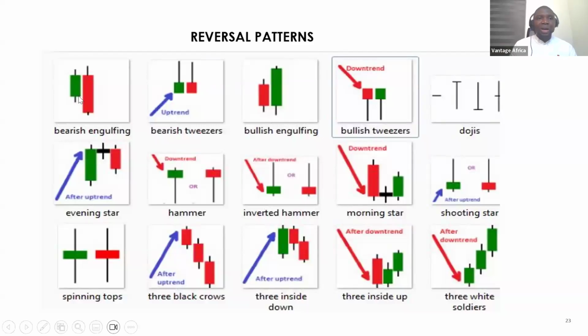Now let's look at this. So you have a bearish engulfing. What is bearish engulfing? You have a green candlestick followed by a red candlestick. And this red candlestick engulfs the green candlestick, which means that it covers it, is way bigger than the green candlestick. You see? Now, when you see that, the size of the candlestick also tells you something.